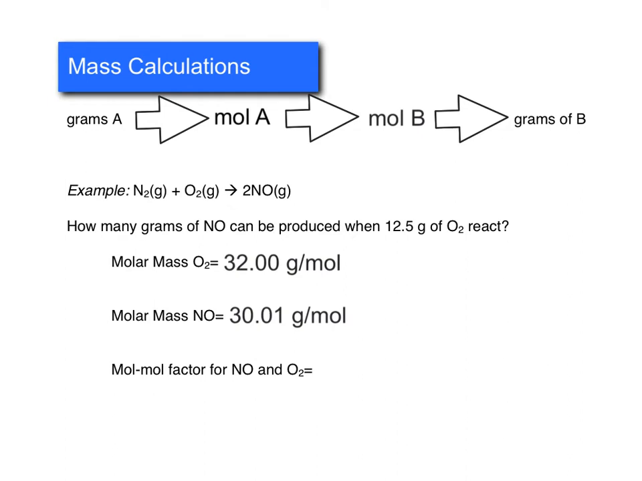All right, so the mol-mol factor for NO and O2 is going to be the ratio of those two things in our chemical equation. So every time we use up one O2, we get two NOs out of the reaction. So our ratio is going to be 2 to 1, 2 NOs for every one O2. Okay, and then we can use all of this information to get from point A to point B.